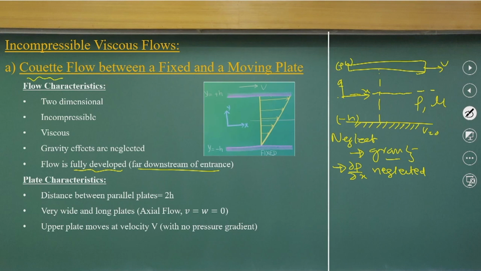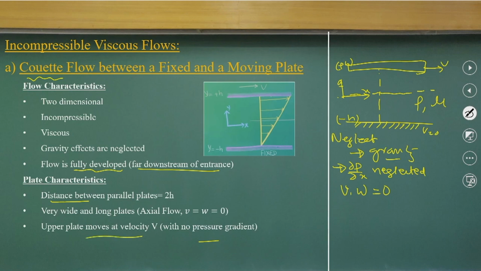Because it is a long plate, we can see that only the axial flow is there, and the velocity components in the y direction and the z direction will both be 0, okay. Neglect the pressure components as well.